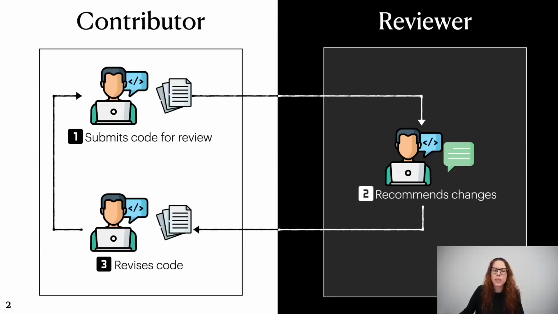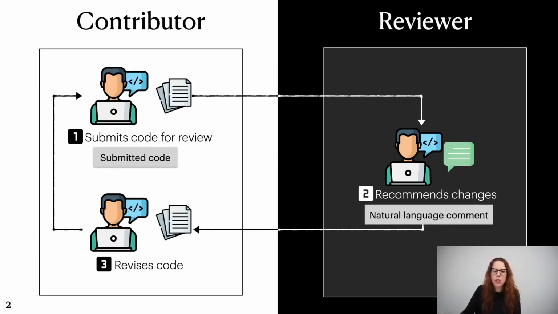So usually there are several rounds of review, and during each of these rounds and during each of these 3 steps, a piece of data is created. In particular, we have in step 1 the submitted code, in step 2 the natural language comment, and in step 3 the revised code. So what we want to do is to mine these pieces of data in order to automate specific code review tasks.